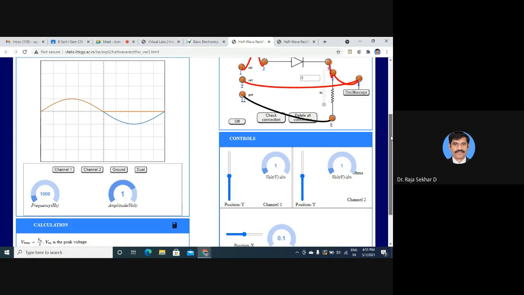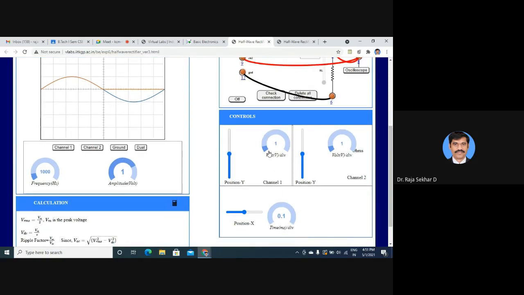Suppose we want to change the number of cycles per second, that is, change the frequency. If you change the frequency, then the amplitude also changes automatically. This is the input signal and this one is the output signal. Any doubt in this? Like this you have to display the output, and now we have to calculate.